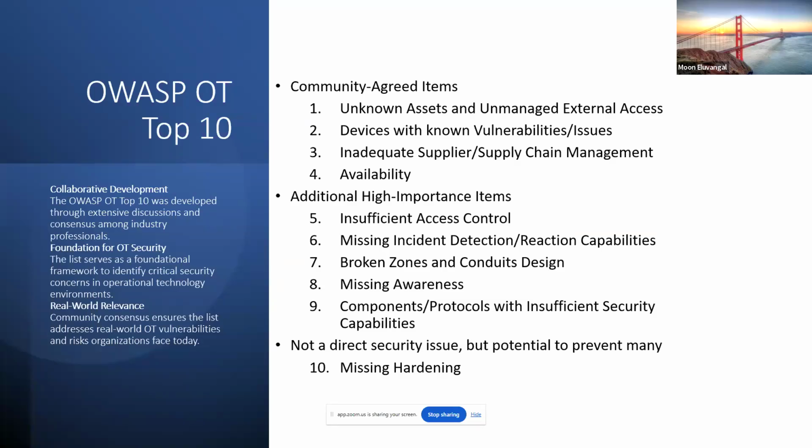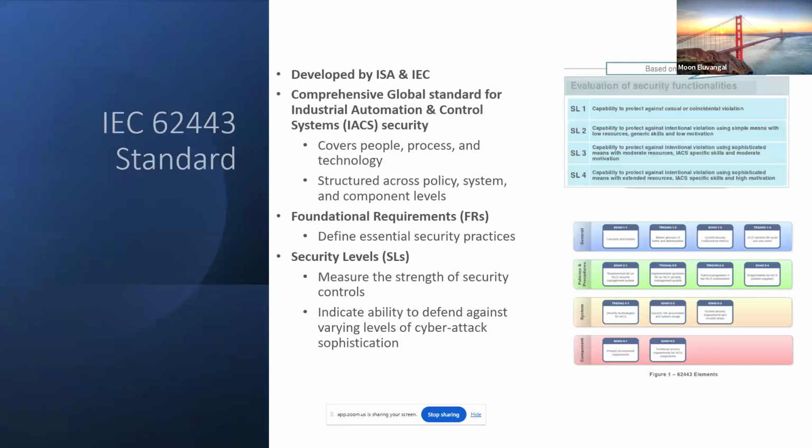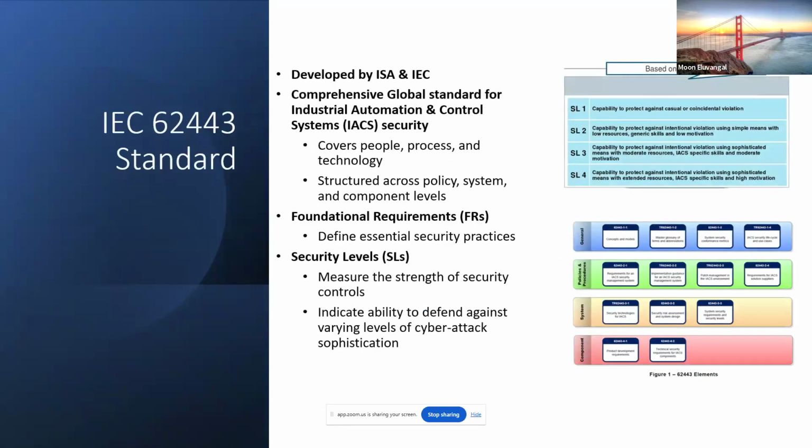Now, having explained the items in the OWASP Top 10, let me move on to give you a little background of IEC 62443. IEC 62443 is a global standard which has been around for the last 10-15 years. It was initially developed by an organization called ISA, and now ISA and IEC together maintain it.